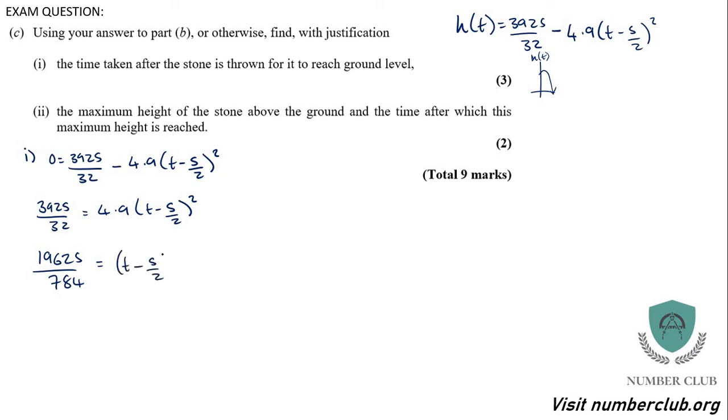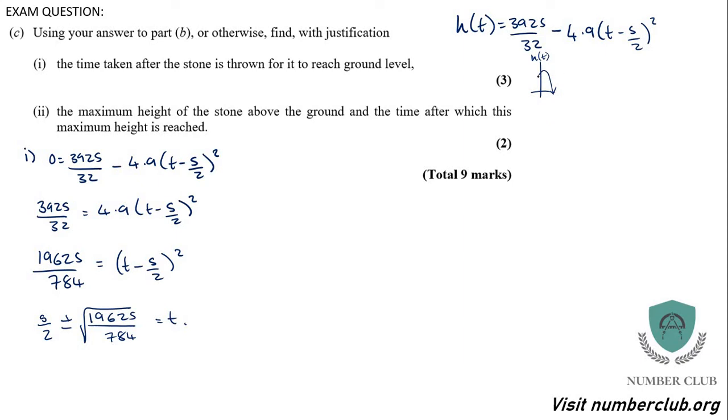t minus 5 over 2 all squared. We're going to root and then add on 5 over 2. So we're going to have 5 over 2 plus or minus the square root of 19625 over 784 would equal t. Okay, so we rooted and then we added on 5 over 2. So that would be the value once we work it out for t.